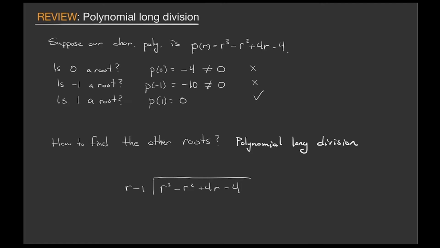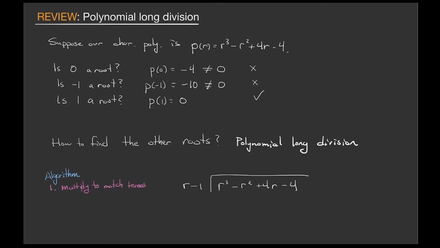So here's the algorithm. The first thing is to multiply in order to match terms. Now what we mean by that is we take this r and we see what we need to multiply by to get to this r cubed. Well, r times r squared gives us r cubed. So we say r squared. I picked r squared because that's what we had to multiply this r by to get to r cubed.